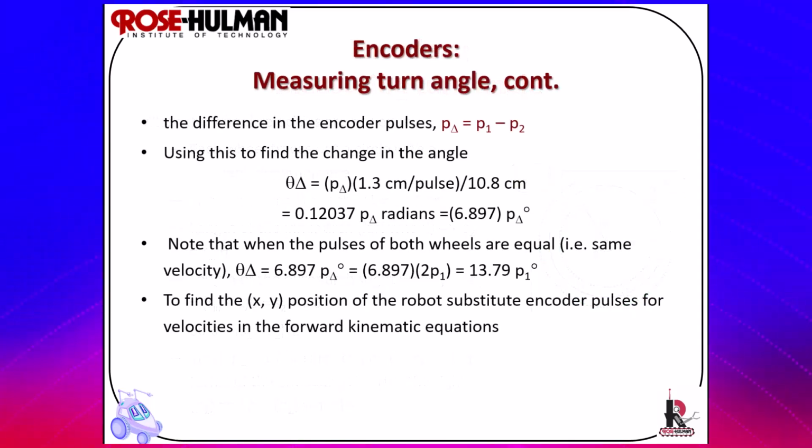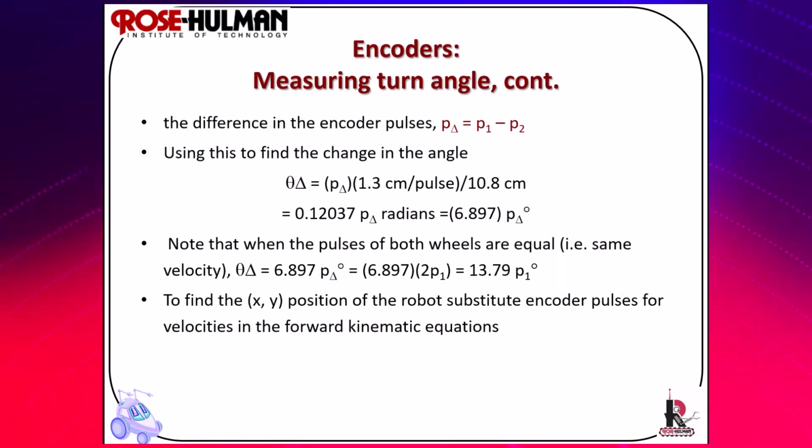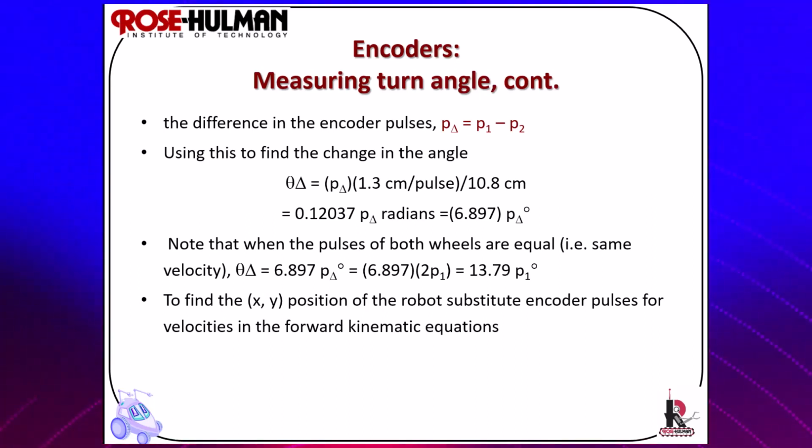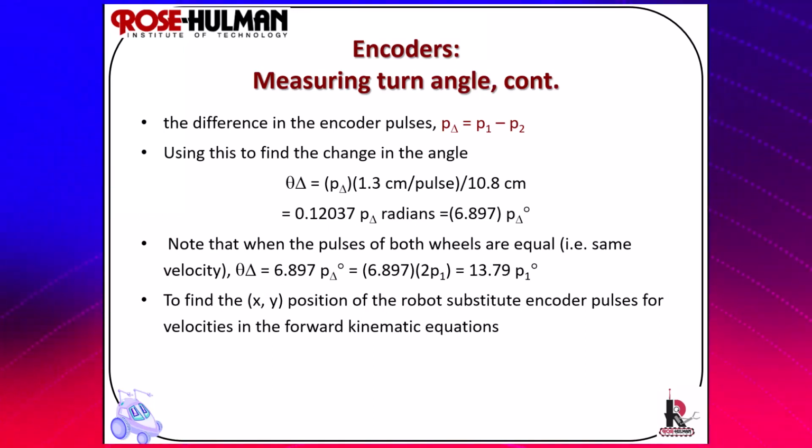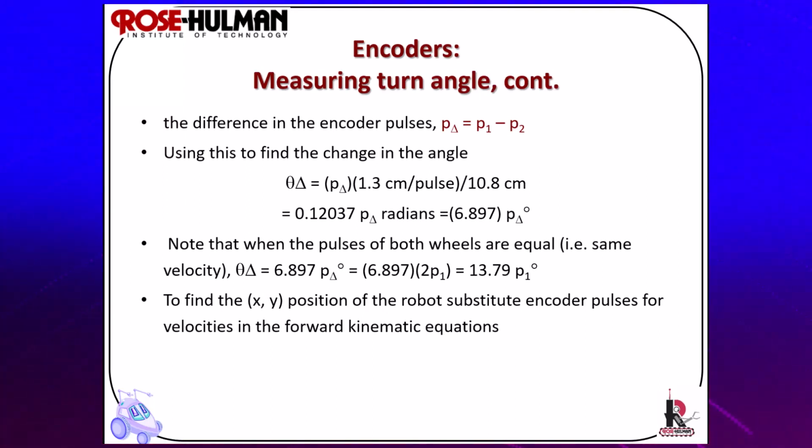So the difference between the encoder pulses, P delta, which is P1 minus P2, you use this to find the change in the angle, where theta delta is equal to P delta times 1.3 centimeters per pulse divided by 10.8 centimeters, or 0.12037 P delta radians, which translates to 6.897 P delta degrees. Note that when the pulses of both wheels are equal, i.e. the same velocity, then theta delta would be equal to 6.897 P delta degrees, or 13.79 P1 degrees.